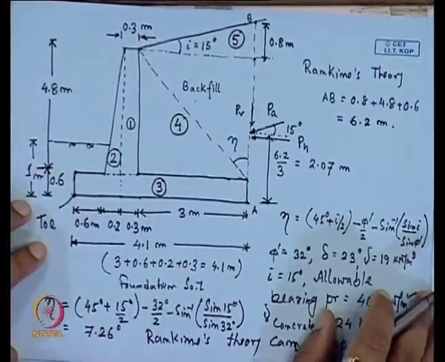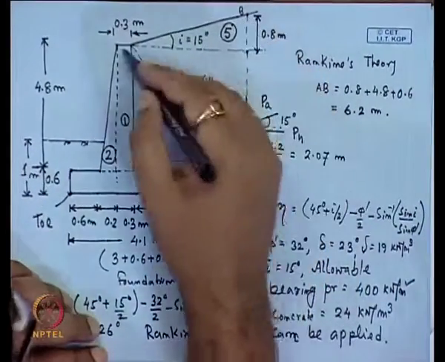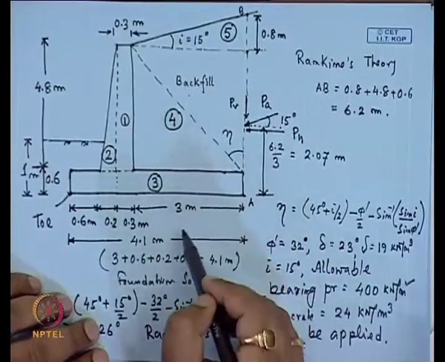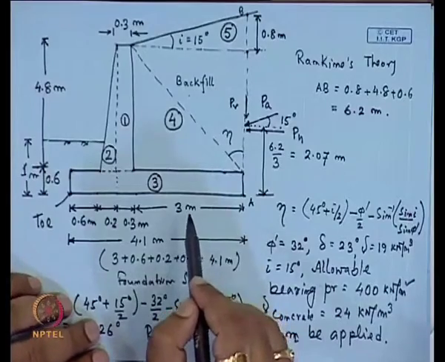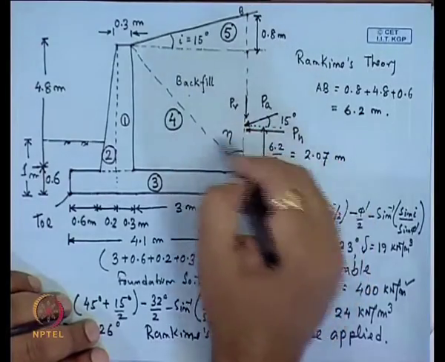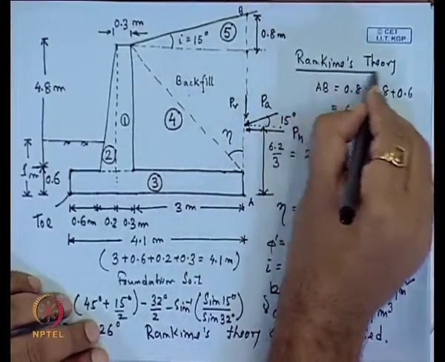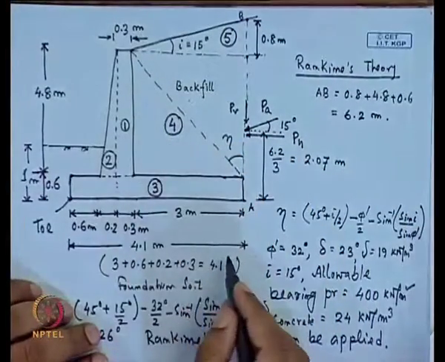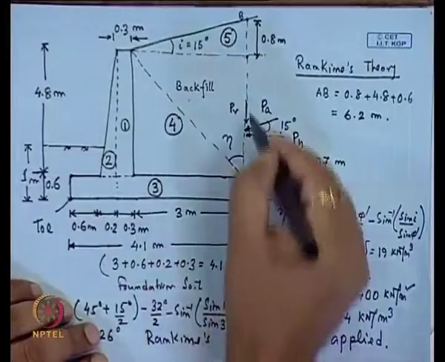Now, another thing is that we have solved this problem where the soil properties are the same for both cases. And when we talk about the theory, we have used Rankine's theory. Now, we can solve this problem for Coulomb's theory also.